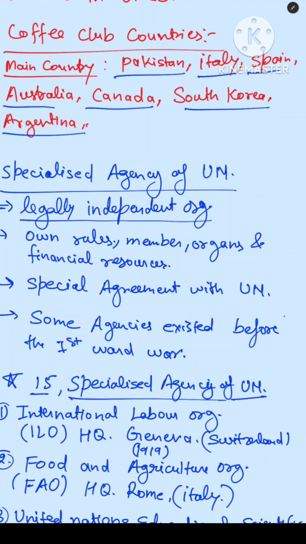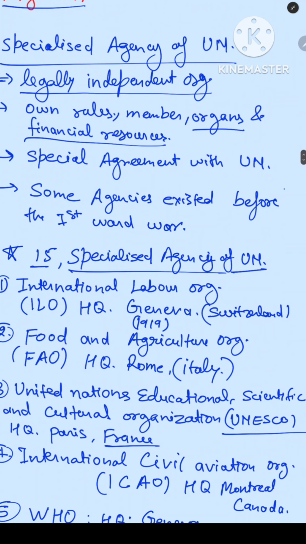So remember this thing. And they have their own organs as well, different organs through which they function, and they also have their own financial resources. So we have to also remember that they are related with the United Nations through special agreements with the United Nations. That's why they are called specialized agencies of the United Nations. Some agencies even existed before the First World War.